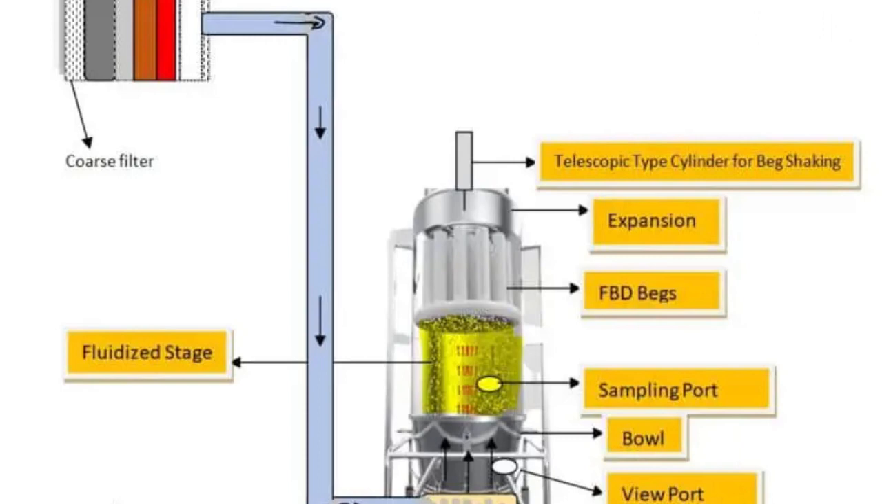3. What is the difference between FBD and FBP? FBD is used for only drying, and FBP is used for granulation, drying, agglomeration, and coating processes. 4. What is the full form of FBP? FBP stands for Fluid Bed Processor. 5. What is preheating? Preheating of granules is done to prevent the granules from adhering to the bowl.